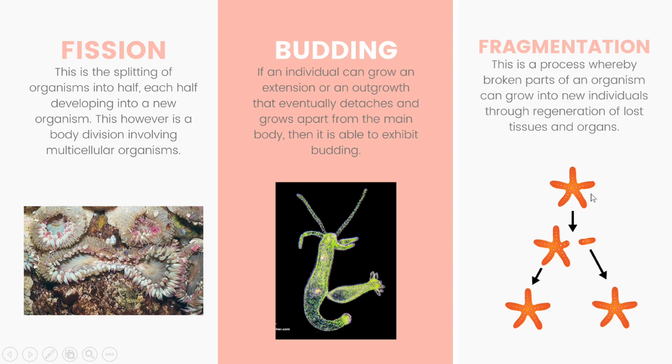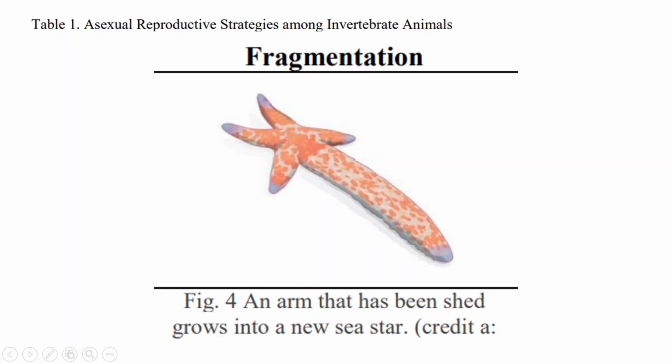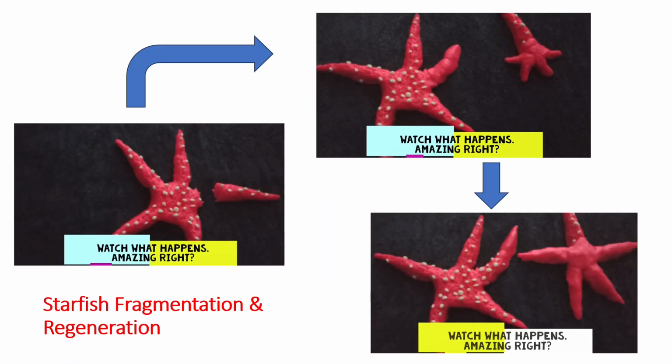Just like in the sea star, you will see that there is a small portion detached or fragmented, which grows into a new individual, while the original parent where the fragment was taken out from will regenerate that broken part to produce the whole organism. Okay, so that's fragmentation. As you can see here, it's very familiar to us. So it becomes a new individual from a fragment of the sea star.